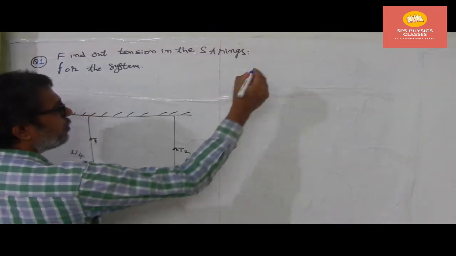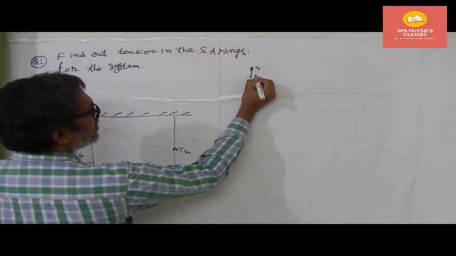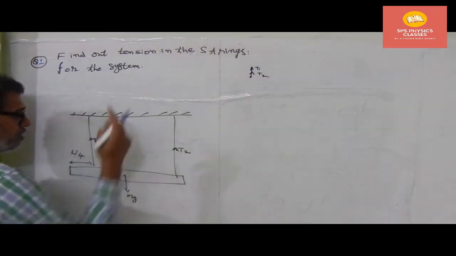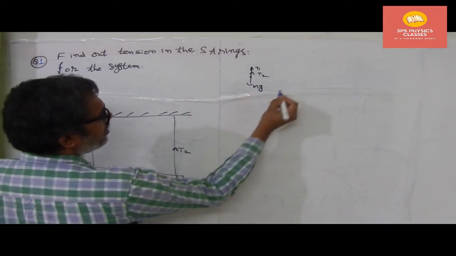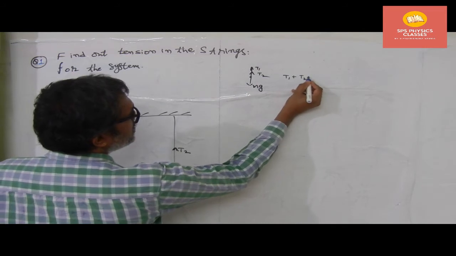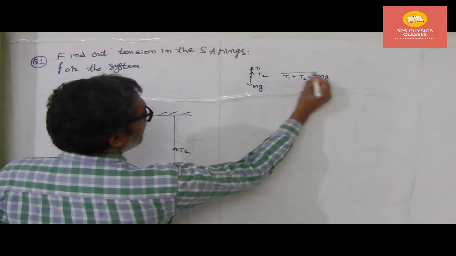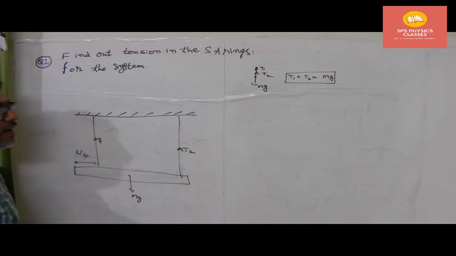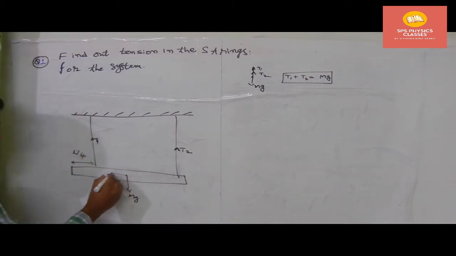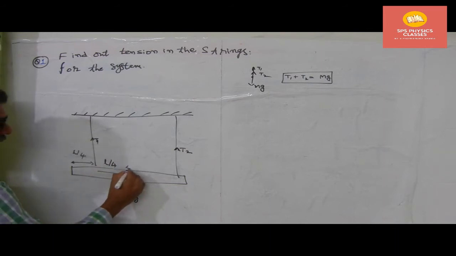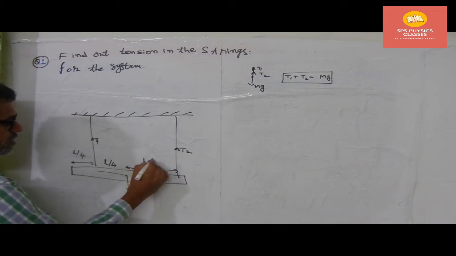With respect to the upward direction, tension T1 and tension T2 are both acting upward. Mg acts in the downward direction. Therefore, T1 plus T2 is equal to Mg. That is the first equation we can write down. Next, the distance from the center of mass to here is L by 4, and from here to here, the total distance is L by 2.